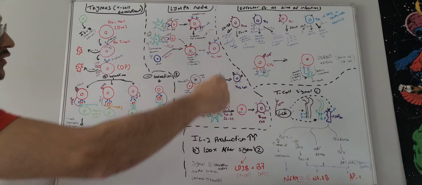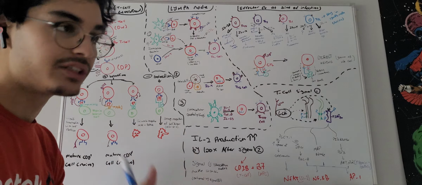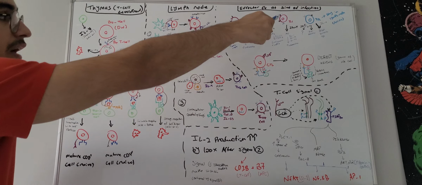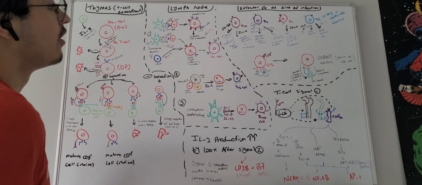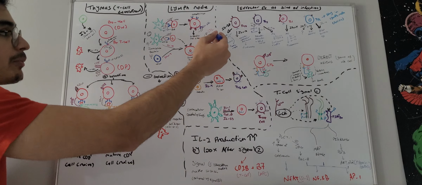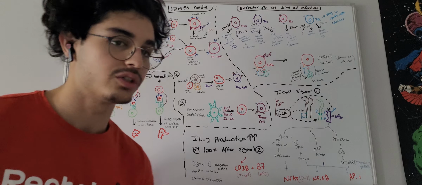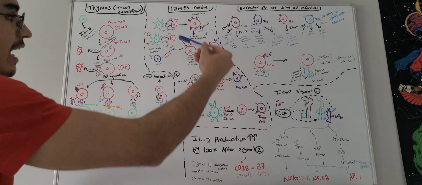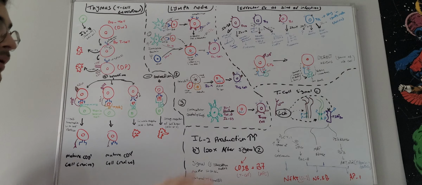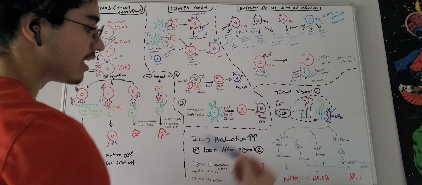Now, if it's a CTL, then that's it. It'll go into the site of infection and start killing. If it's a T helper cell, it's a little bit more complicated. We need to go through further differentiation, and I'll get to exactly how that happens alongside here. But before we do that, let's talk about T cell signaling real quick.